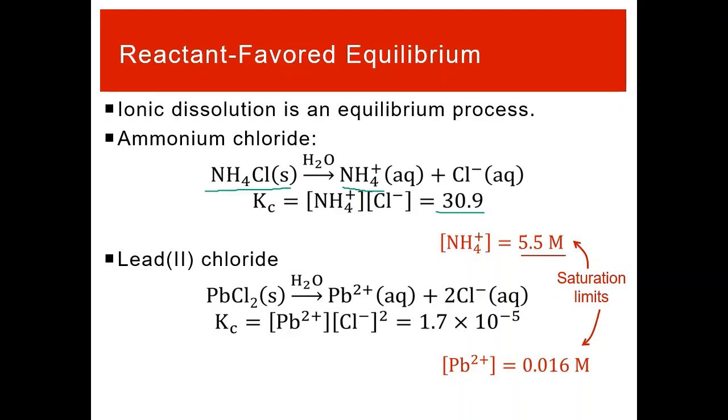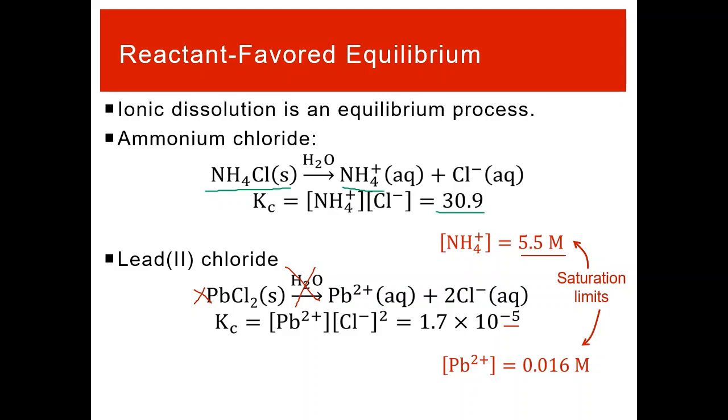Lead 2 chloride would be an insoluble compound. We would say that this is not soluble. This reaction does not happen. It does not dissolve, but this is an equilibrium description. Kc is, again, small. It's 10 to the negative fifth. This is a low value, but there is still some product.